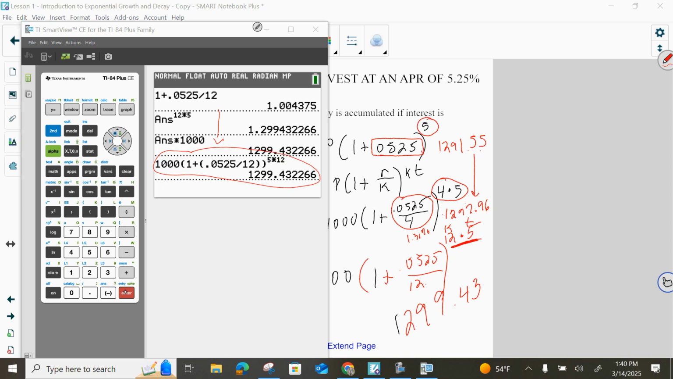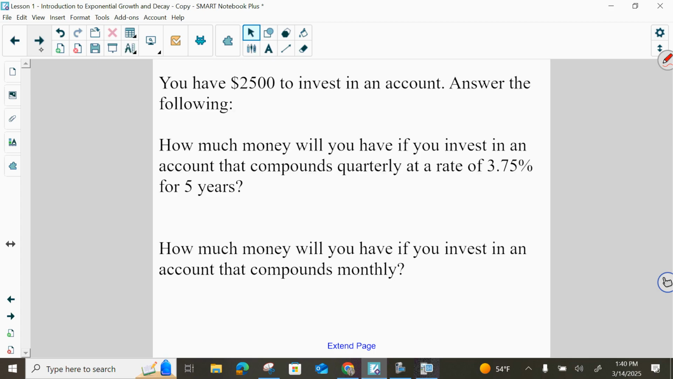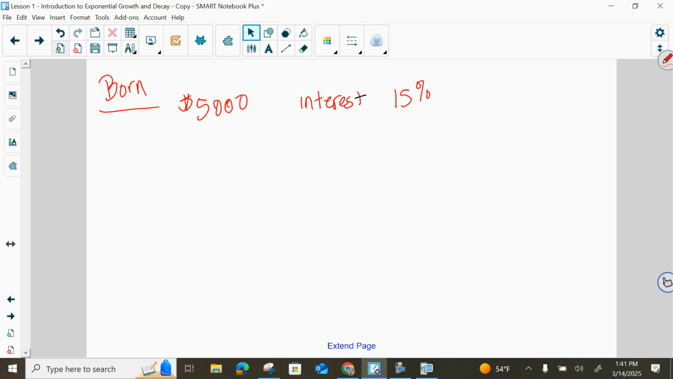Okay. All right. We're going to try one more. I'm going to give different sections different amounts to do. All right. So let's say when you're born, someone puts in $5,000 for you in an account. They find something that gives you interest. Let's use kind of a high amount. I don't know, 15%. Kind of ridiculous to have 15%.